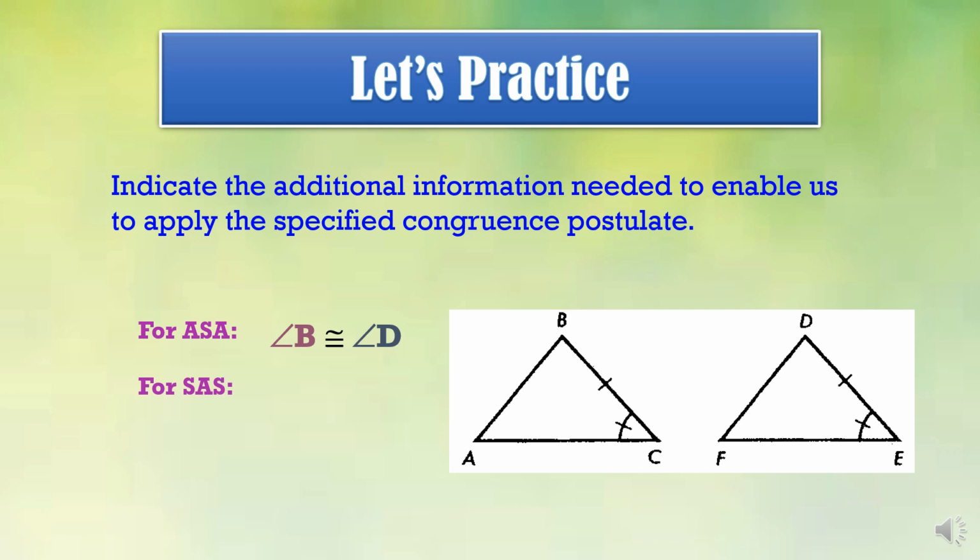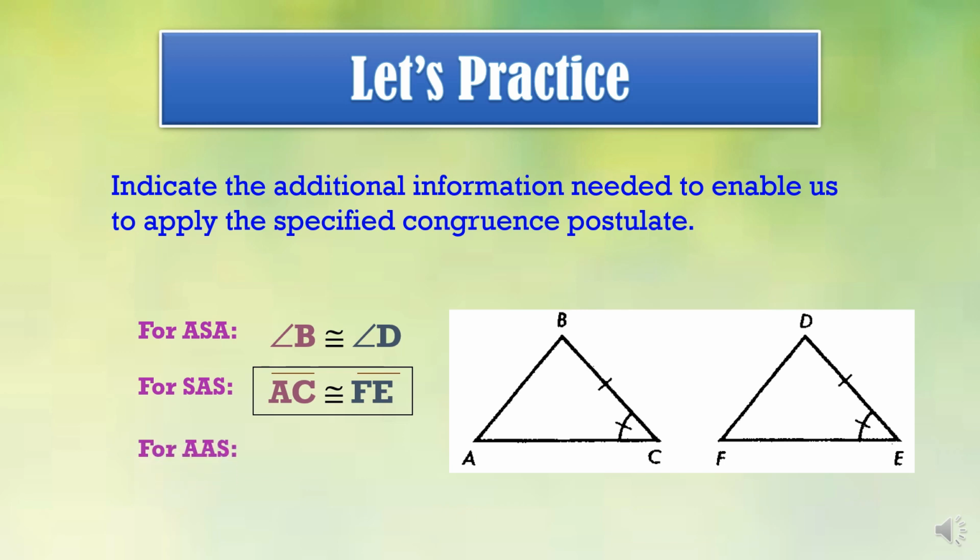For SAS, so again, given the figure, we have one congruent side and one congruent angle. So, we are looking for another congruent side. And what is it? I guess you have an answer. Okay, and that is line segment AC is congruent with line segment FE.